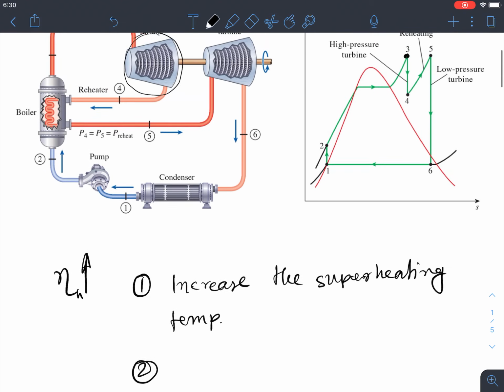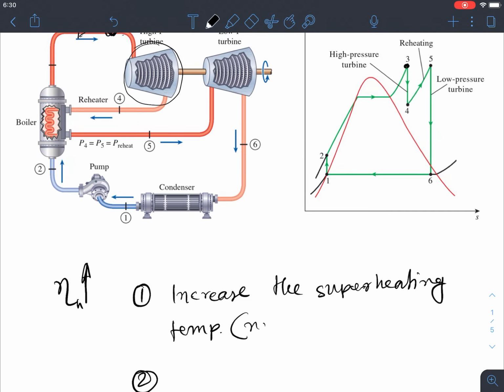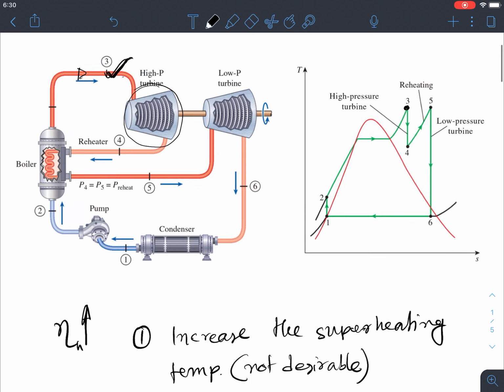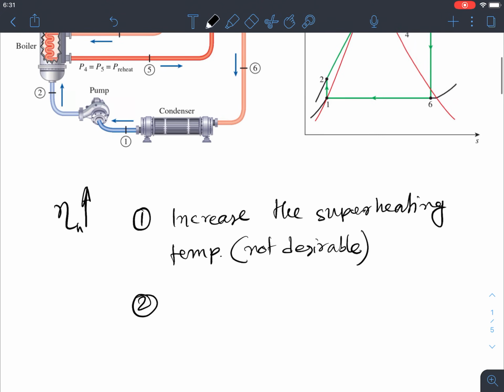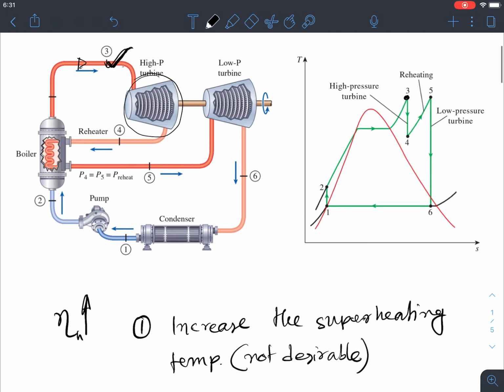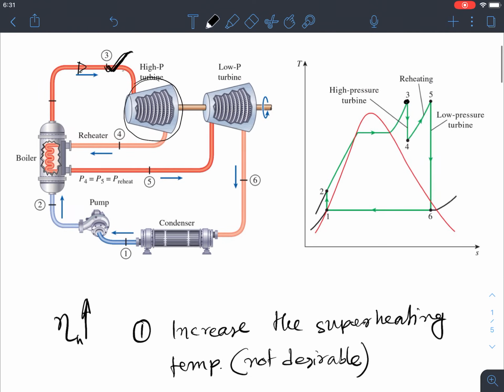However, this is not desirable. Why? Because it is pretty unsafe for the turbine blade, right? So another thing we could do for this particular case is to expand the steam in two stages, right? Basically, use a reheater system. What is that?